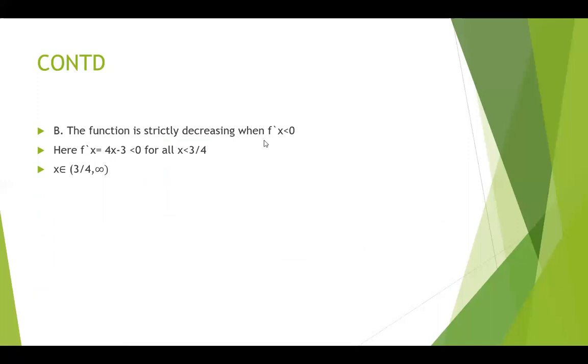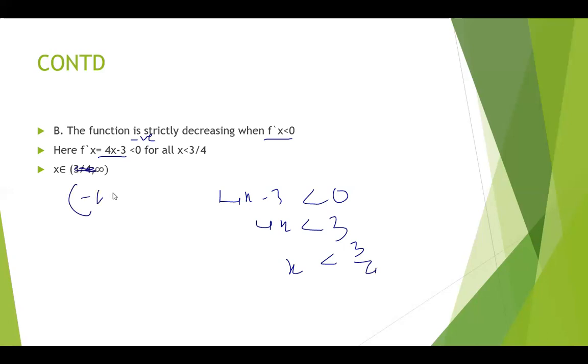And then the condition for f of x to be decreasing is f dash x should be less than 0. What is our f dash x? 4x minus 3. 4x minus 3 should be less than 0. Less than 0 means negative. Adding 3 on both sides, 4x is less than 3. Dividing by 4 on both sides, we get x is less than 3 by 4. X is less than 3 by 4 means I will write it as the interval minus infinity to 3 by 4.